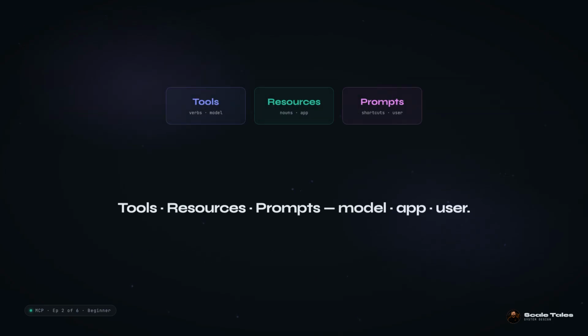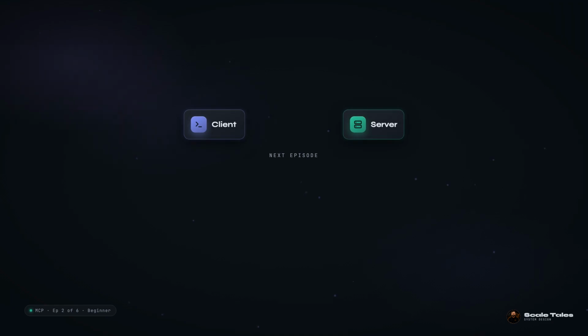So, quick recap. A server offers 3 things. Tools are verbs the model calls, resources are nouns the app loads, prompts are shortcuts the user triggers. Model, app, user. But we have been hand-waving one thing the whole time. How does the client actually talk to the server? What does that conversation look like on the wire? That is the next episode. The protocol itself, the handshake, and the language they both speak.